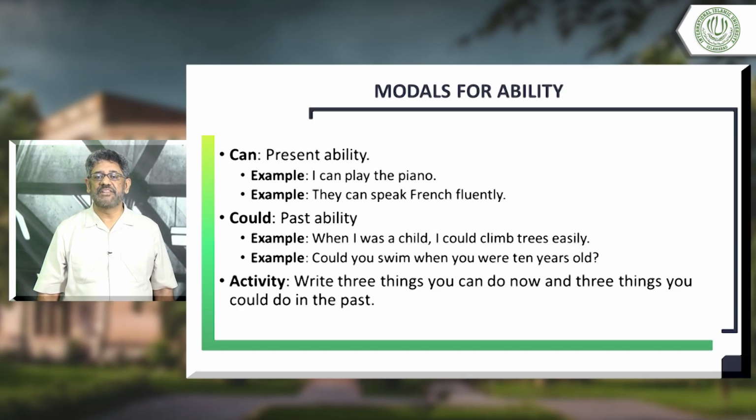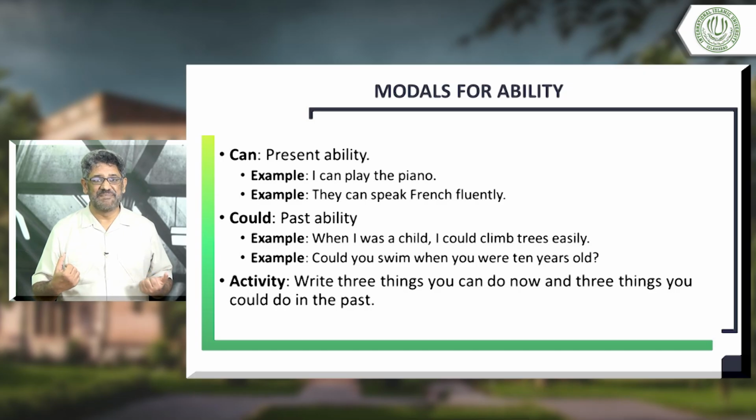Then example, they can speak French fluently. This means they are able to speak. They know French. They learned French. Okay, they can. But remember, here we are talking about a present ability.